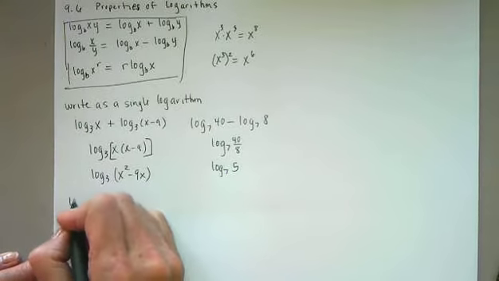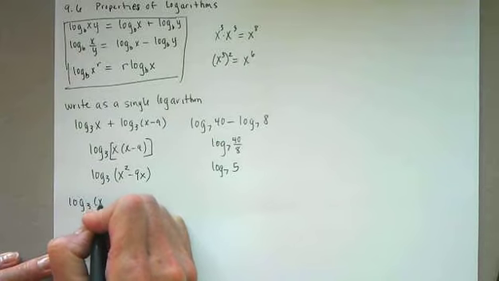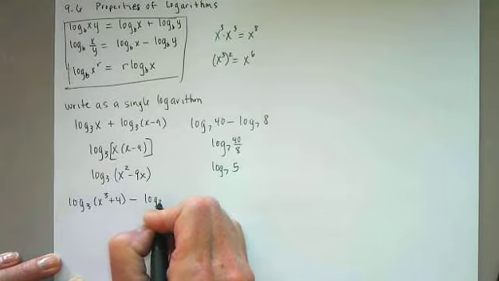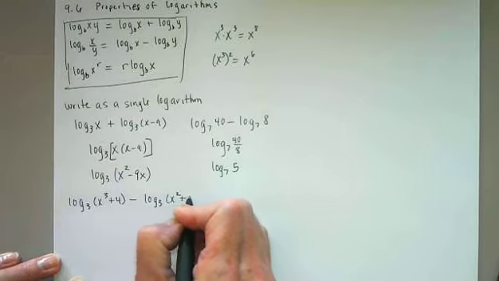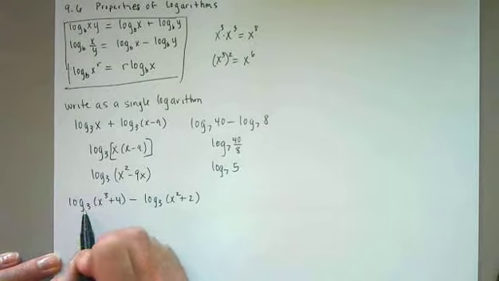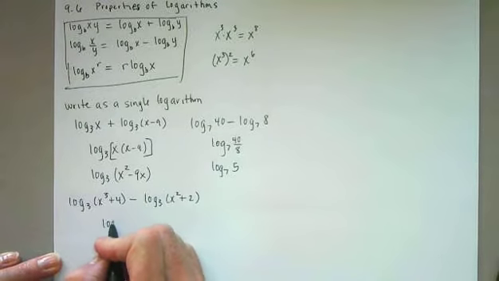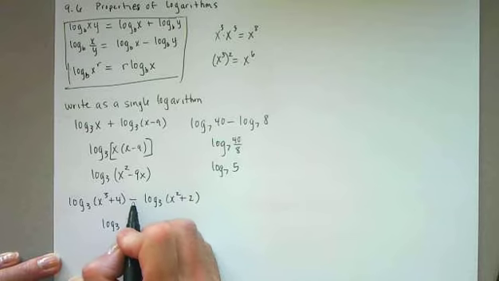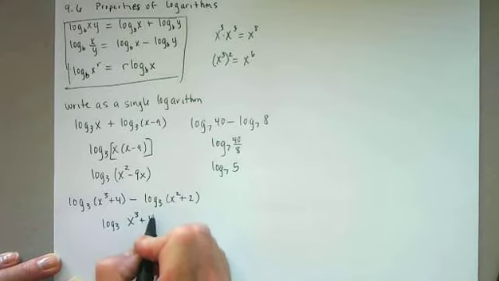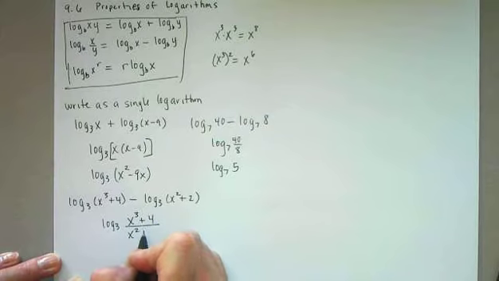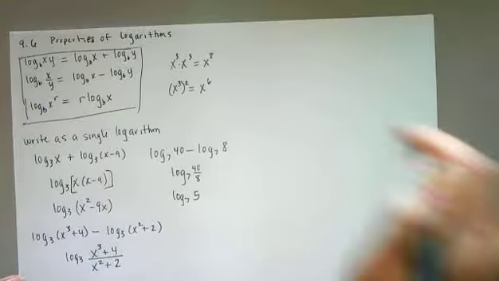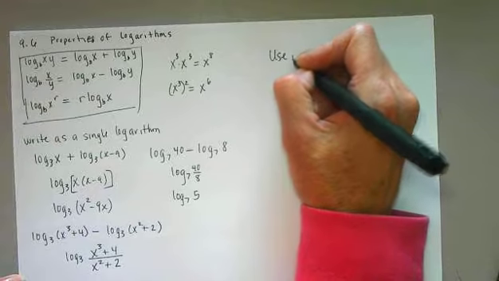Let's try one more. How about this one? Log base 3 of x to the third plus 4 minus log base 3 of x squared plus 2. So once again, I'm going to write 1 log base 3, and then since I'm subtracting, I will change it to divide. And they just leave it like that. You don't have to do long division or anything. You're done.